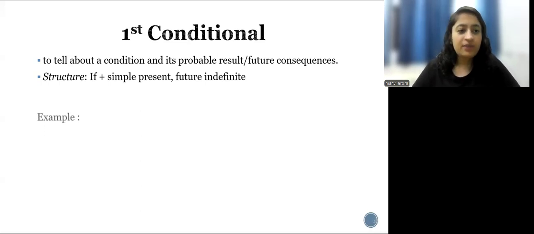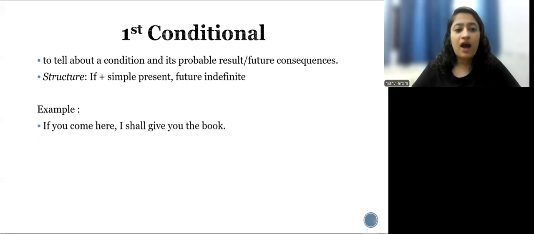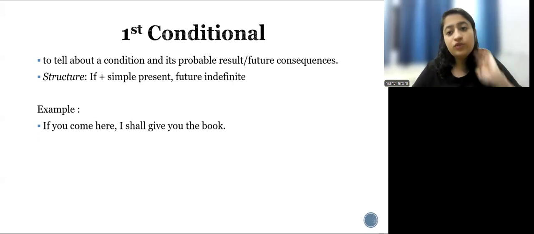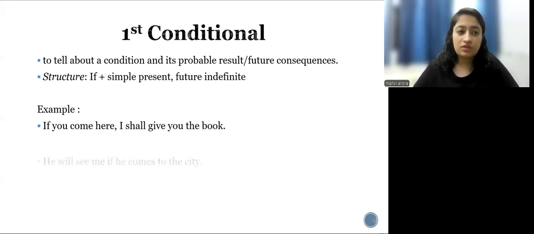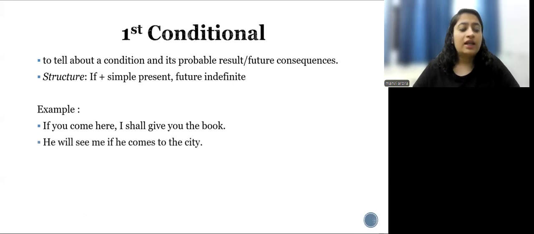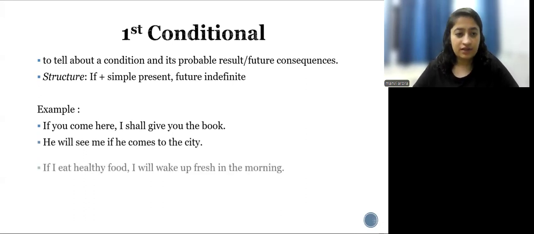For example, have a look. If you come here, I shall give you the book. अगर तुम आओगे तो मैं तुम्हें किताब दूंगा, है ना? So it is showing the future consequences, or we can say it also tells about the result. Like, he will see me if he comes to the city.